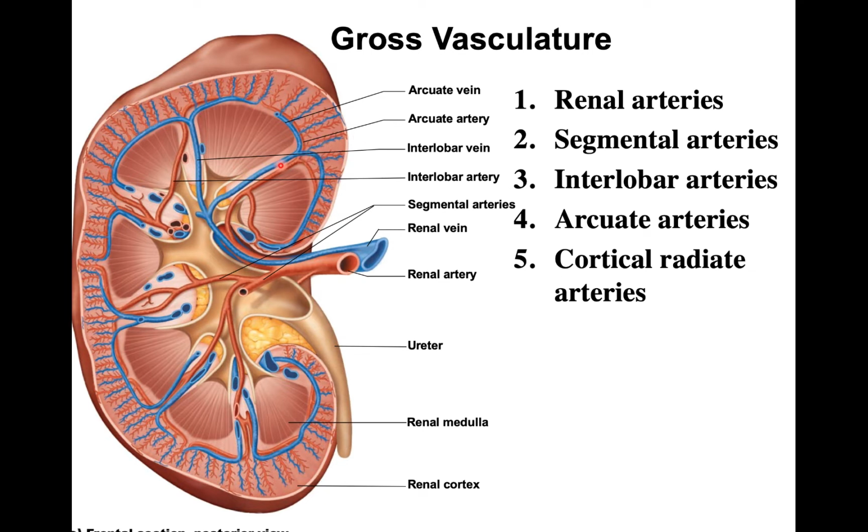you have the interlobar vein. The only thing you don't have here is the segmental vein. This is simply called an interlobar vein, all the way until you get to your renal vein. So everything is the same in arteries and the veins, except you do not have a segmental vein like you do in the artery.